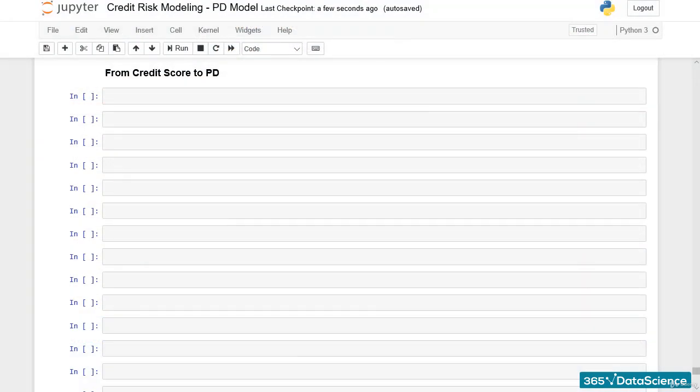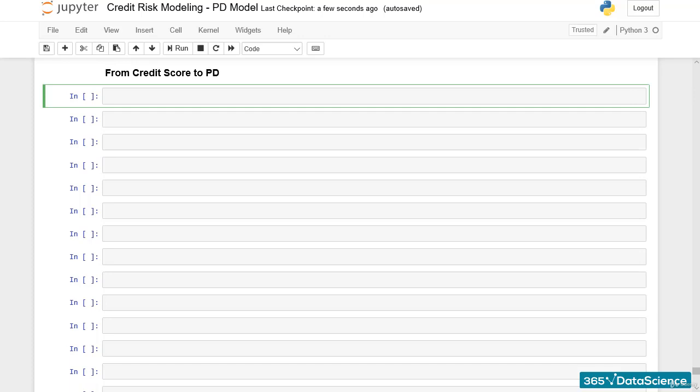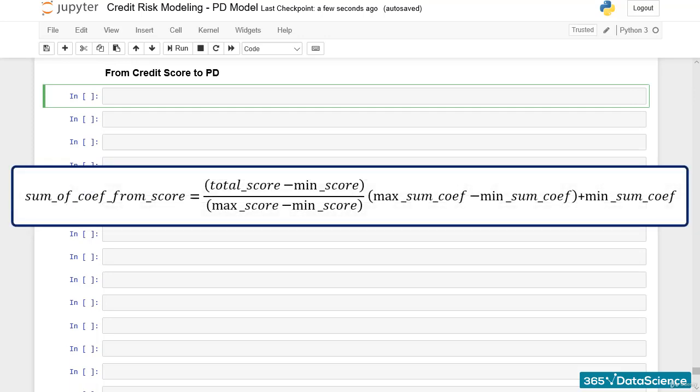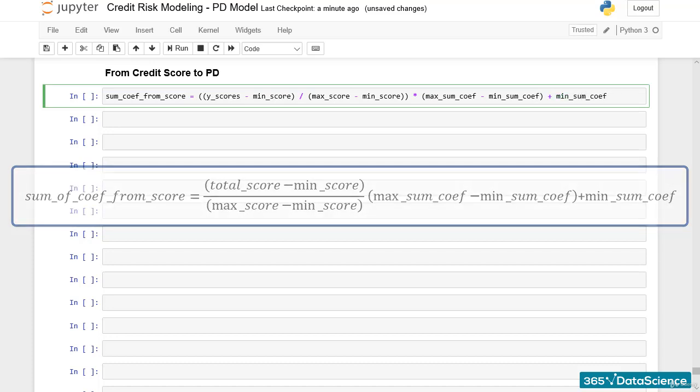Alright, so how do we actually take a credit score and turn it into a probability of default? Well, by using the exact opposite arithmetic operations that we applied to turn the sum of coefficients into score. First, from any score, we subtract the minimum score. Second, we divide that by the difference of the maximum score and the minimum score. Third, we multiply by the difference between the maximum sum of coefficients and the minimum sum of coefficients. Last, we add the minimum sum of coefficients.